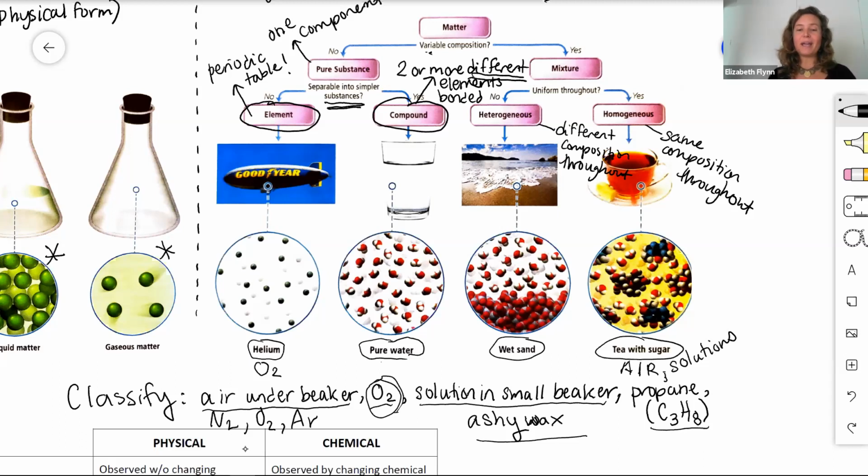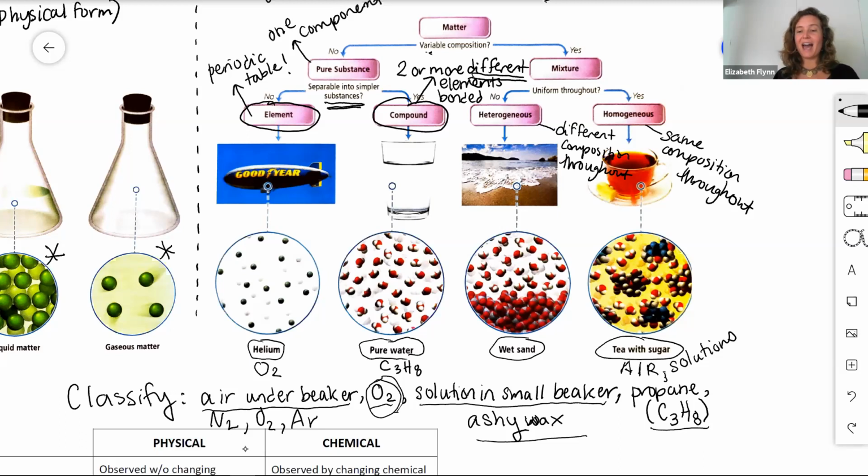All right. What about propane? Yep. It's a compound because there's carbon and hydrogen bonded together. And it's a pure substance because it's just that one component. The only component in a tank of propane is propane itself. There's other things in there, but if we're talking pure propane, it's just propane. All right. C3H8 is the other one there.